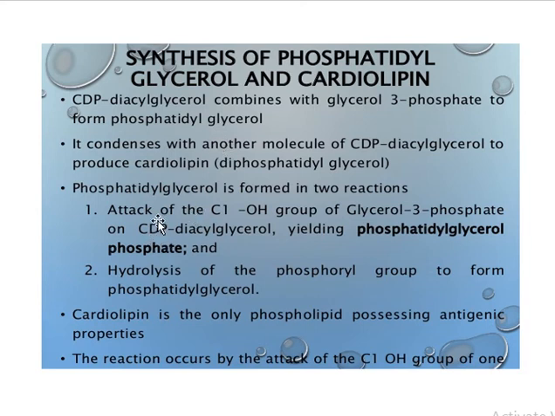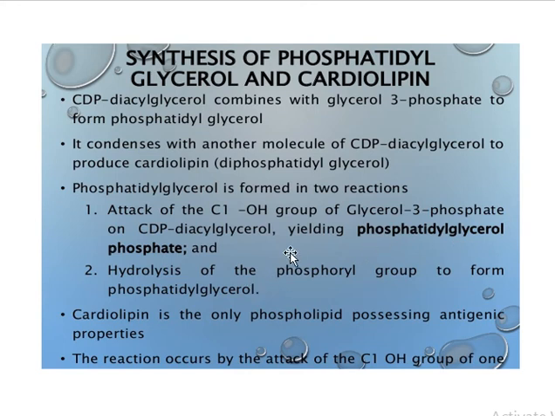In the first step, the CDP diacyl glycerol combines with the hydroxyl group present at the first carbon of the glycerol to form the phosphatidyl glycerol 3-phosphate. Then the phosphate present at the third carbon of the glycerol is hydrolyzed, and then the phosphatidyl glycerol is produced.